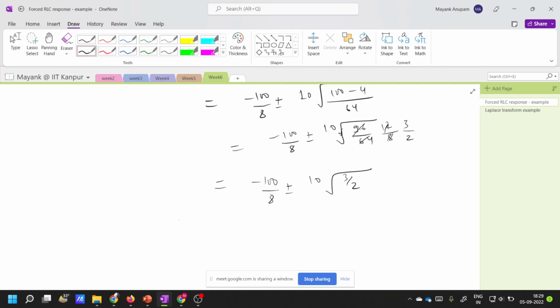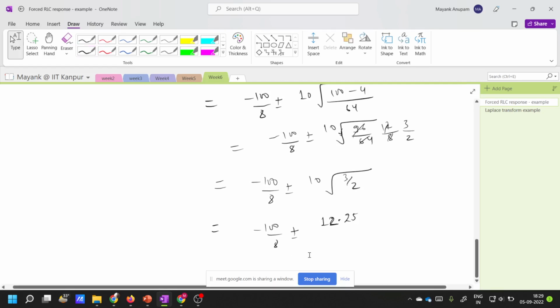Okay, so what is square root of 3 by 2? Let's calculate that. I have a calculator on my mobile phone. Let us use that. Square root of 1.5 is 1.22. Right, 1.22. This becomes equal to 100 by 8 plus minus 1.22 into 10, which is equal to 12.25.